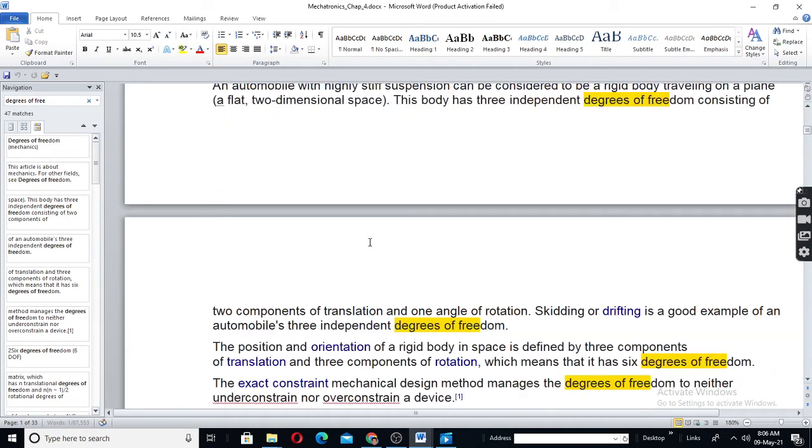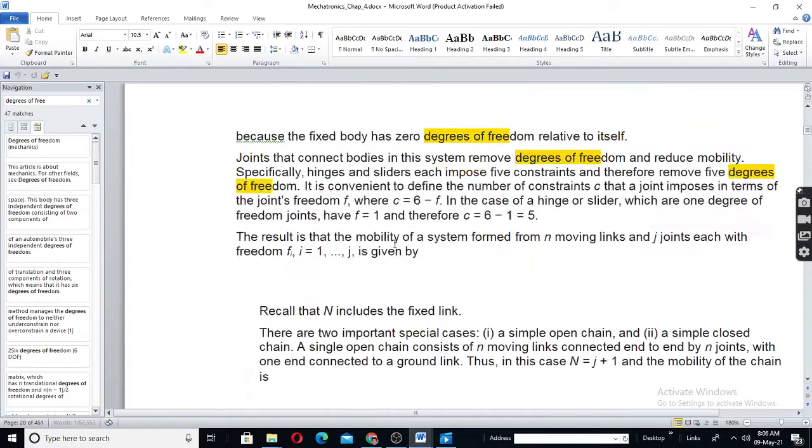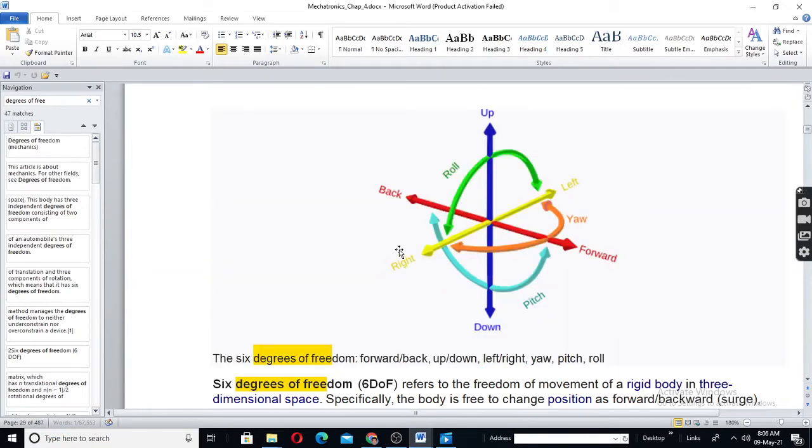See degrees of freedom. You can see here x, y, and z axis. There are actually 6 degrees of freedom. In detail, it is not required for you, but just for knowledge. So, linear motion in each axis x, y, and z: forward, backward, up, down, or left, right. This is 3 degrees.